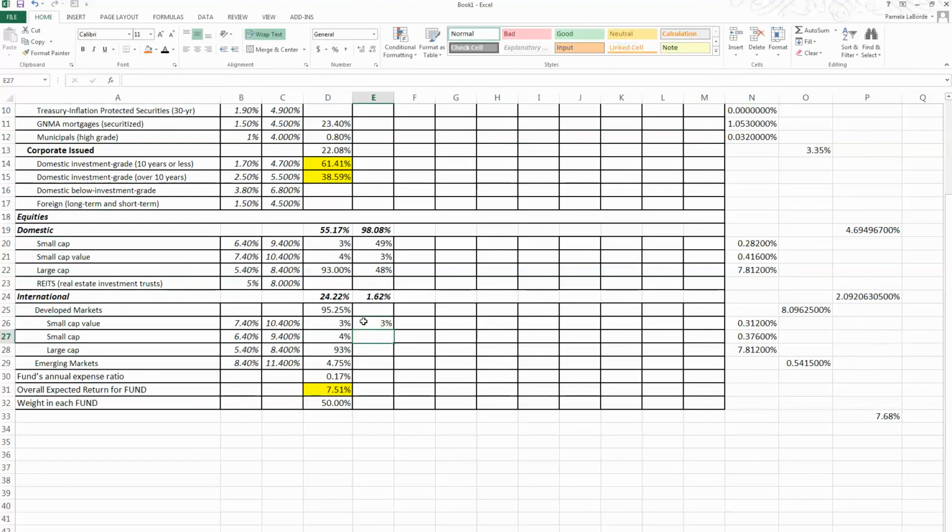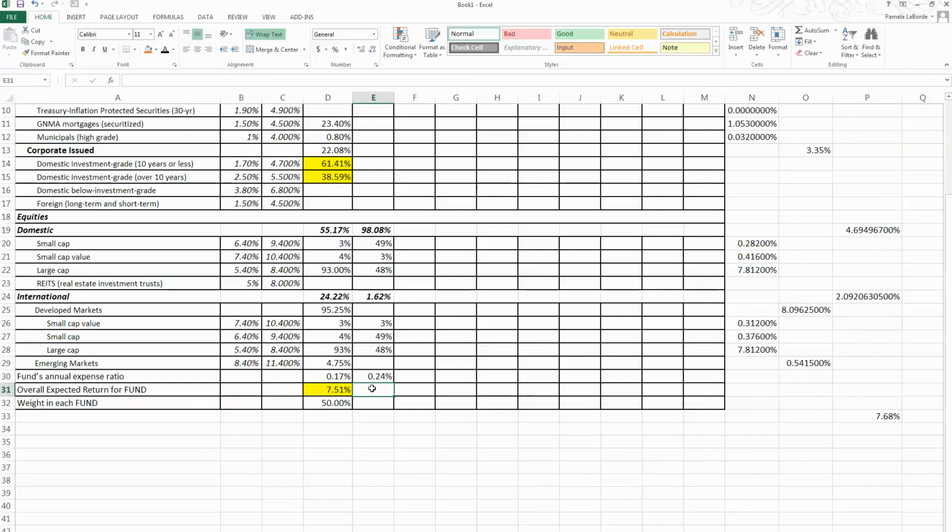So my small cap value is 3%, small cap is 49%, and large cap is 48%. So even though it said it was a small cap growth, they do have what I called large cap. I actually think they had a moderate amount of mid cap companies, which I classified as large cap. And they didn't have any emerging markets, and their expense ratio was a little bit higher at 0.24%.